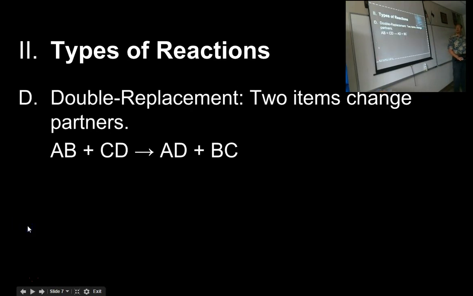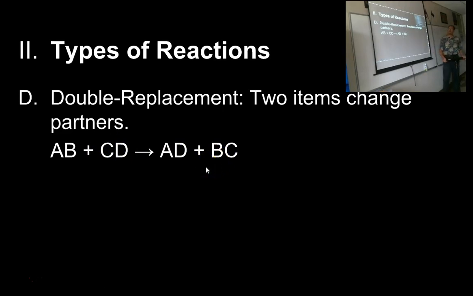The other last one would be a double replacement reaction, where you have a molecule composed of two different things, and then you react it with another molecule composed of two different things, and the one molecule and the other molecule trade partners. So A used to be with B, but now A is with D. And C used to be with D, but now C is with B.